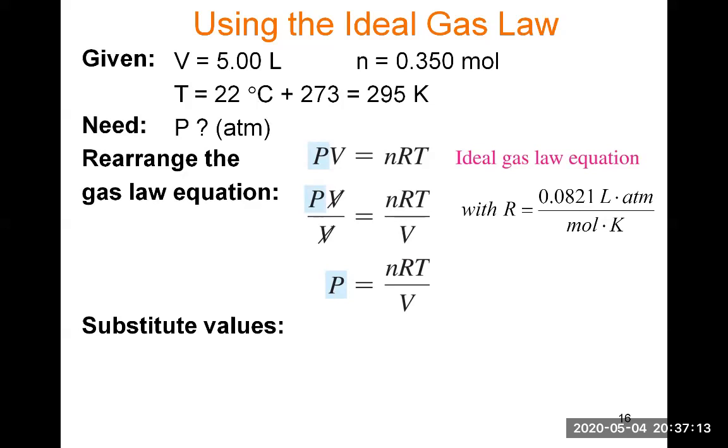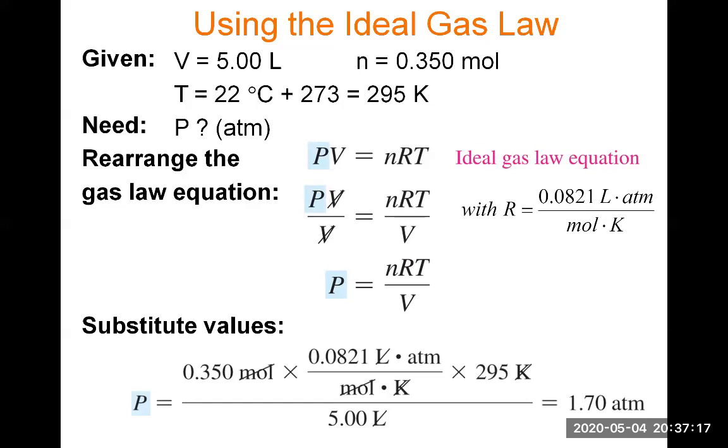Now we are ready to substitute the values into the formula. So P equals: you substitute n by 0.350 moles, multiplied by R. R is 0.0821, and the unit of R is liter times atmosphere per mole per Kelvin.